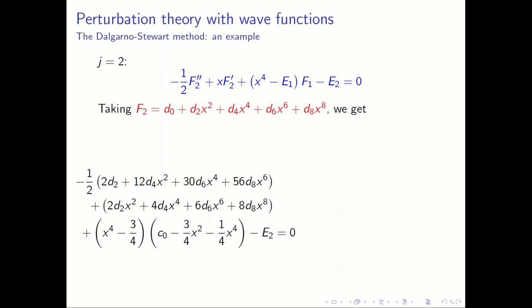I've kept C0 undetermined. The rest, of course, was determined from the first order perturbation theory to be this. And then you finally have a minus E2. And again, all you have to do is match the coefficients.